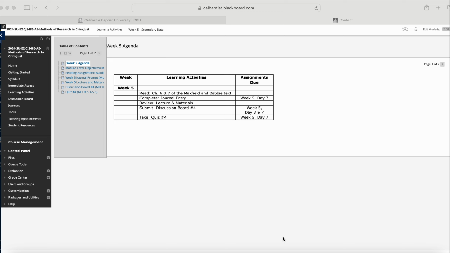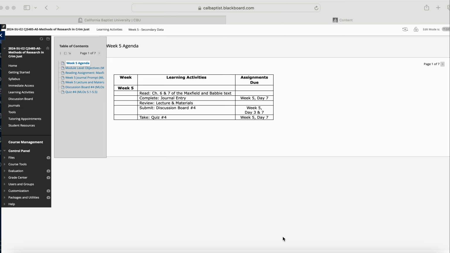I'm excited that we've already reached week 5. Half of this course is behind us. Much of the foundation has already been built, and I look forward to our next 4 weeks together as we finalize our prospectus and continue to move forward in our concepts of research methods.